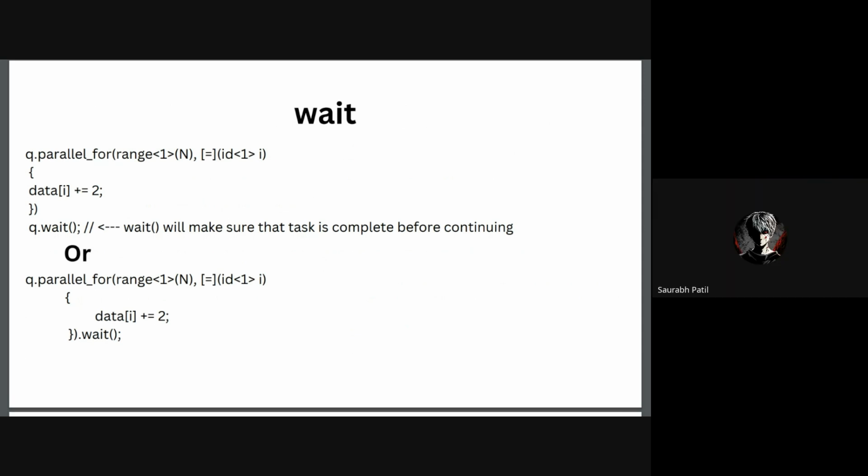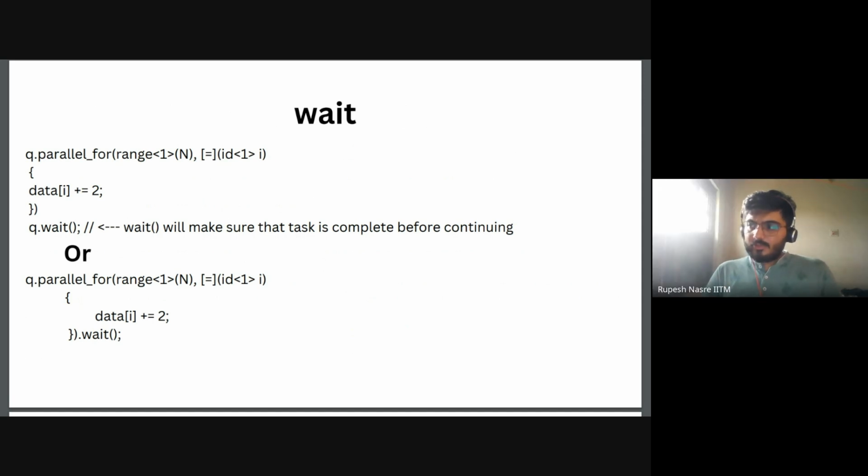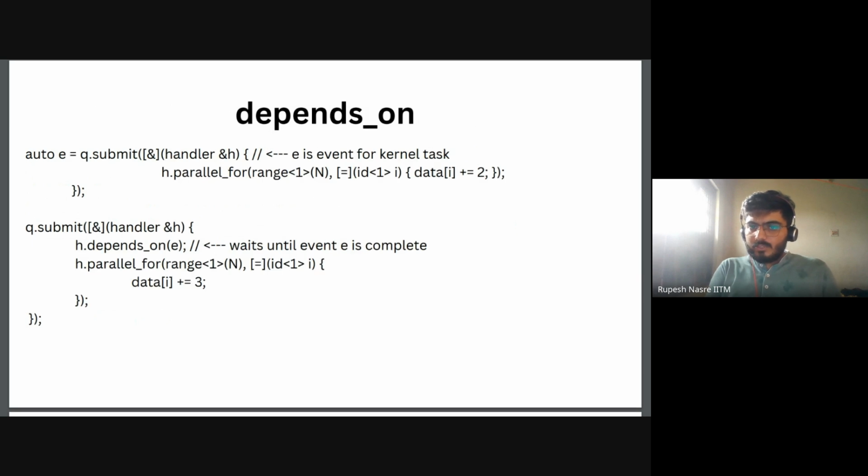By just writing one wait after the second kernel. You will not write q dot wait after the first kernel. You have to write the wait after the second kernel if these both are dependent. So you have to manage the dependency by yourself. So this also depends on, just wait.